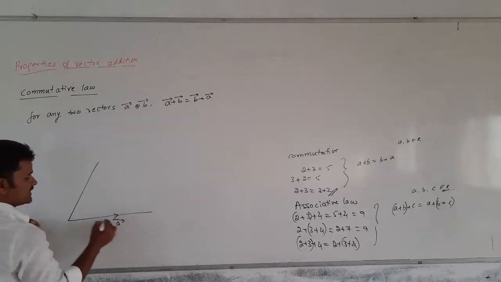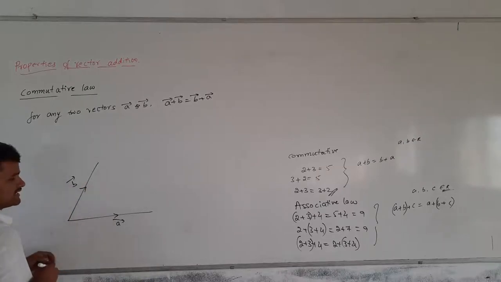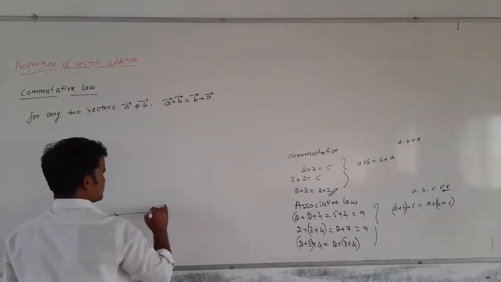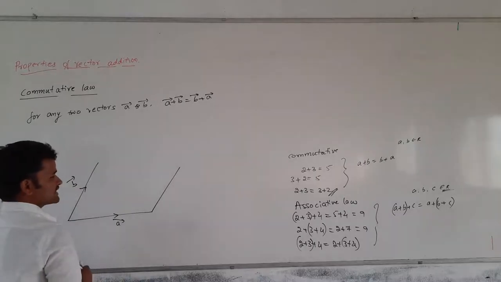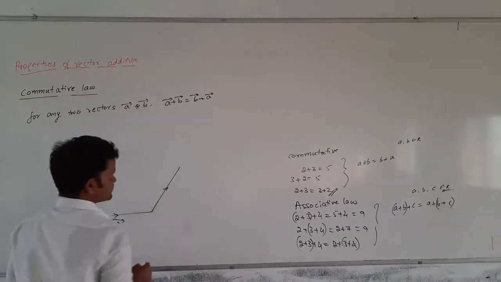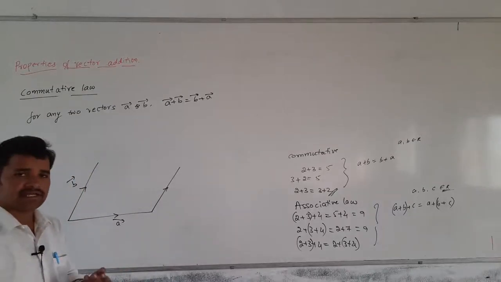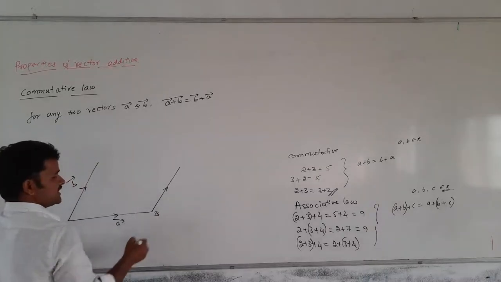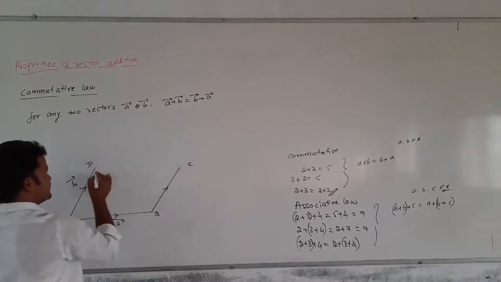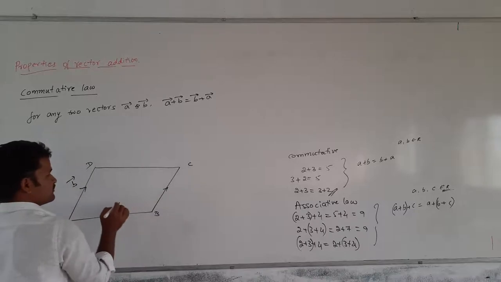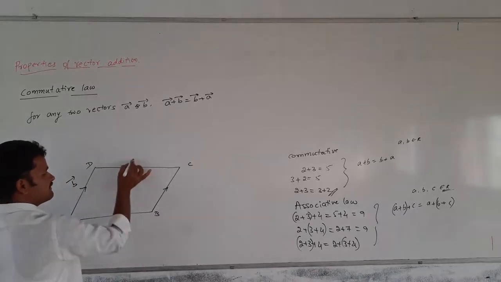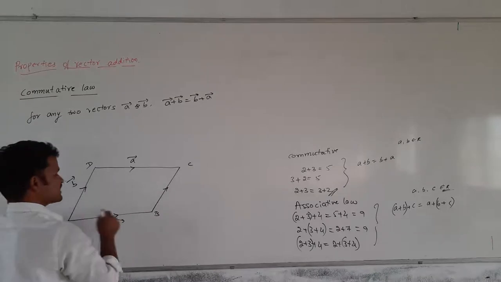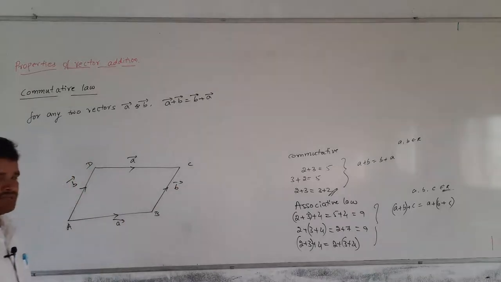This is vector A and this is vector B. Vectors A and B are represented by adjacent sides of a parallelogram. As it is a parallelogram, opposite sides will be equal in length, and equal also in direction. Let me label the end points A, B, C, and here is D. Then vector DC is the same as vector A, same in length and same in direction, and vector BC is the same as vector AD. This can also be written as vector B.